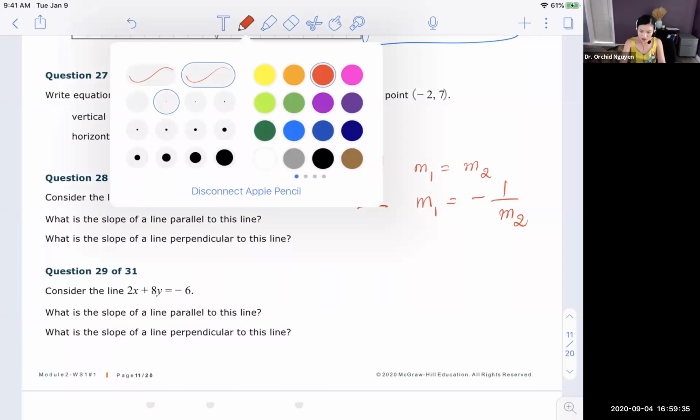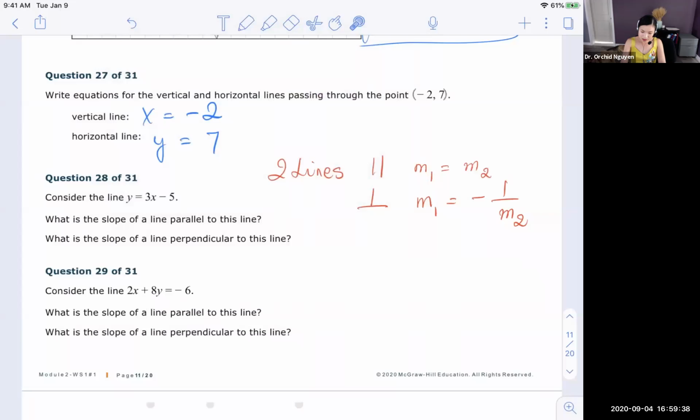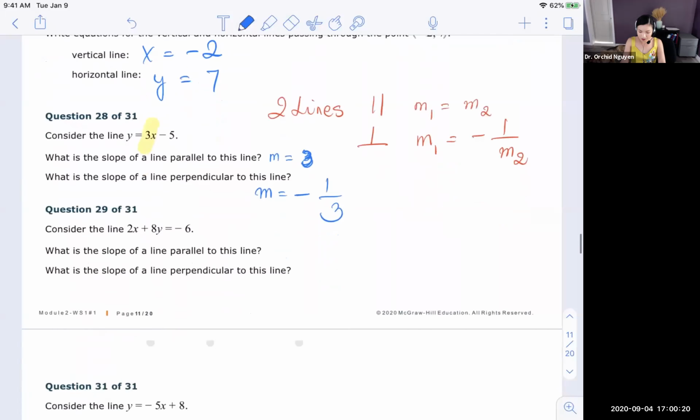So let's go back to our current problem. You see our current problem, the slope is 3. That's the line that's given. Now they're asking you for the line that is parallel to this line. So we need the same slope. So the slope has to be 3. I'm going to highlight the slope. Okay. Now for the perpendicular, the slope is going to be the opposite. Because we have a positive, now we have a negative for the perpendicular, and the reciprocal. There. Okay.